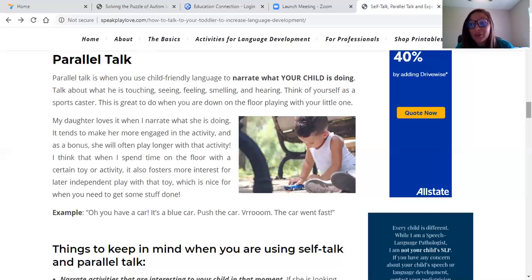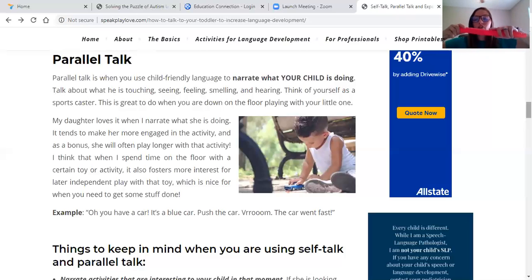A lot of times your kids are going to look up at you like, oh, when you start talking. So like I have a pop tube here. A lot of the kids like these because they make fun noises. So this is another example you could use. You could say, oh, you have a tube. It's a red tube. It's a long tube. Or you could say, pull the tube. Pop, pop, pop, pop, pop. Uh-oh, it's all the way out. Let's push it back together.